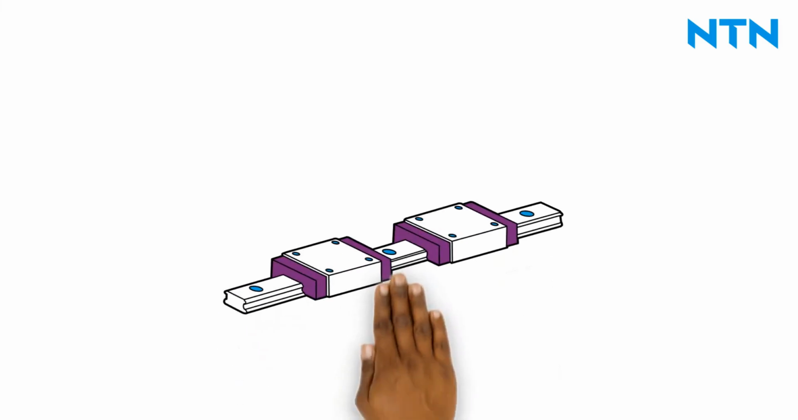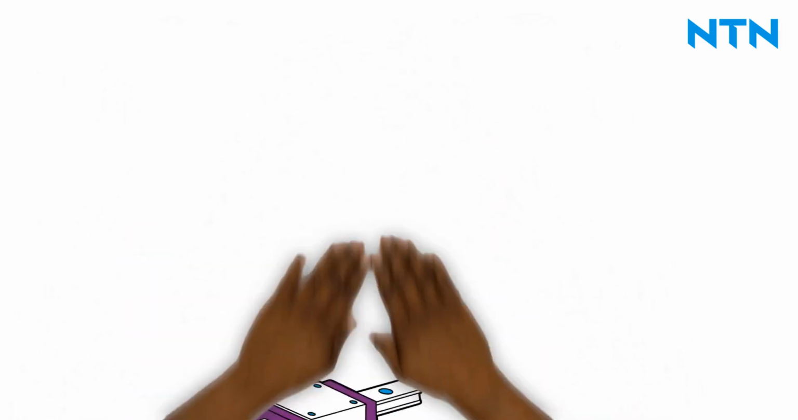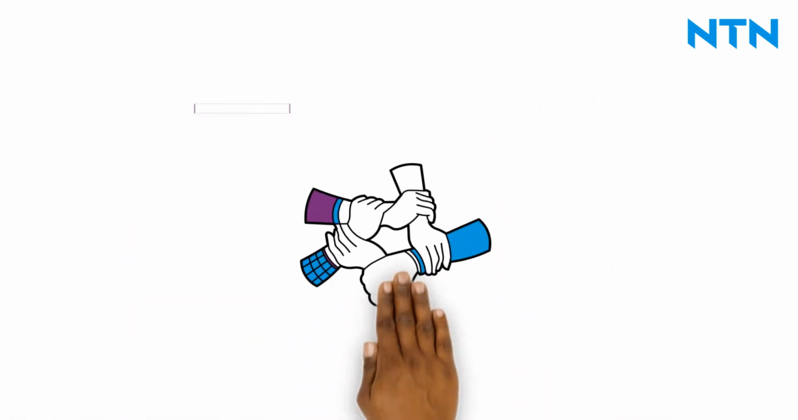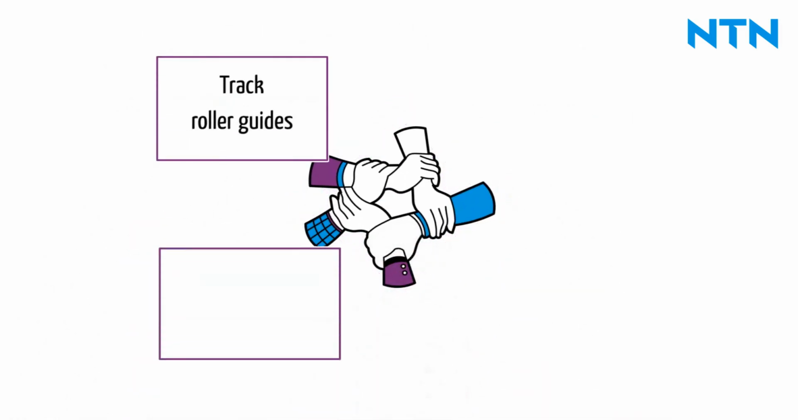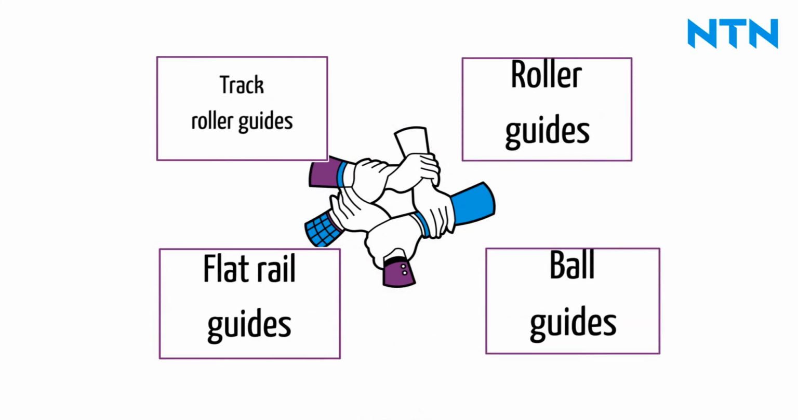The second type are the rail guides, in which carriages move on a rail. These can be divided into four types: track roller guides, flat rail guides, ball guides, and roller guides.